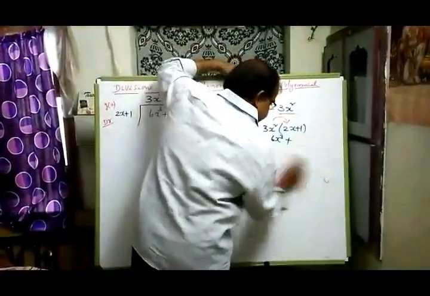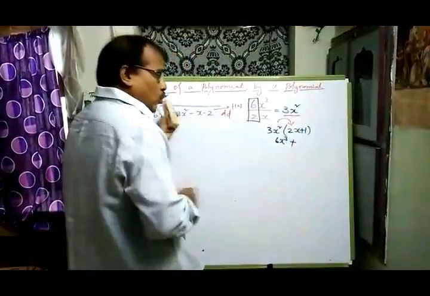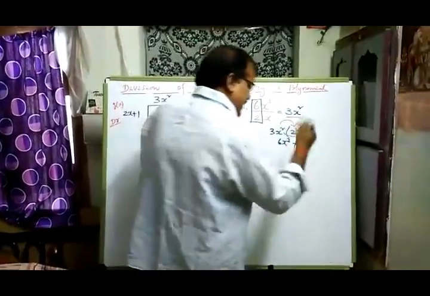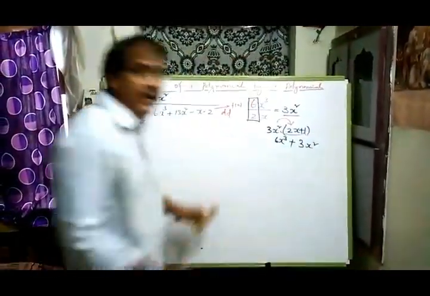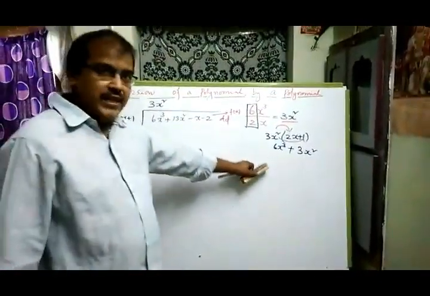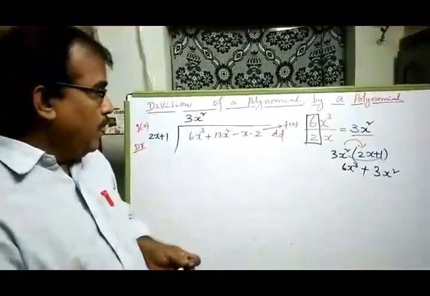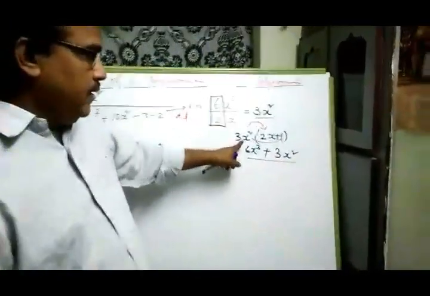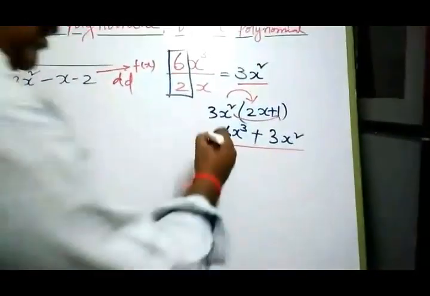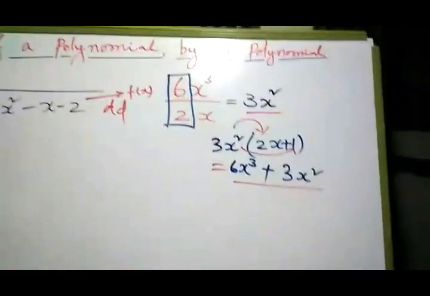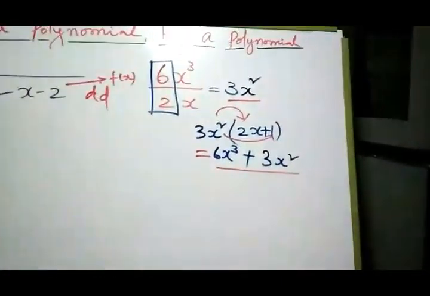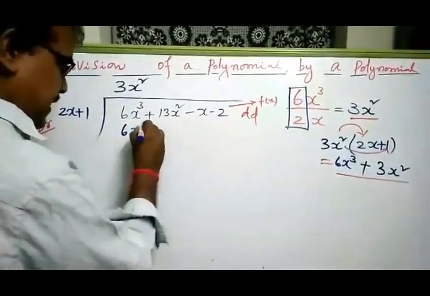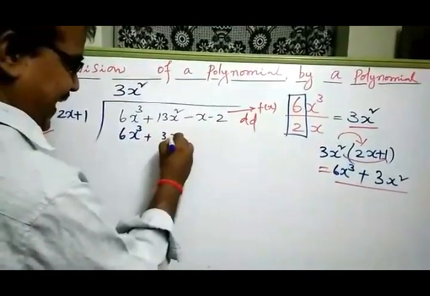3x square into 1 is nothing but 1 into 3x square, which is 3x square. So 6x cube plus 3x square. Place this result: the partial quotient into the divisor is equal to 6x cube plus 3x square. Place this result below the dividend, here: 6x cube plus 3x square.